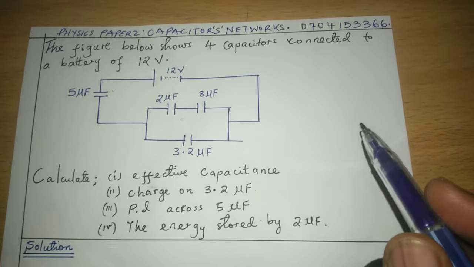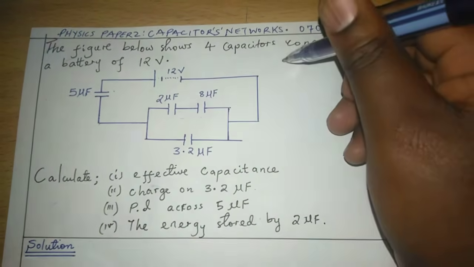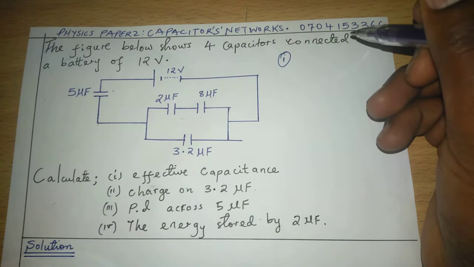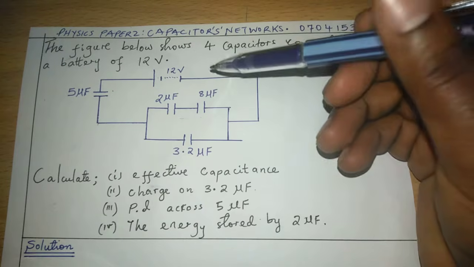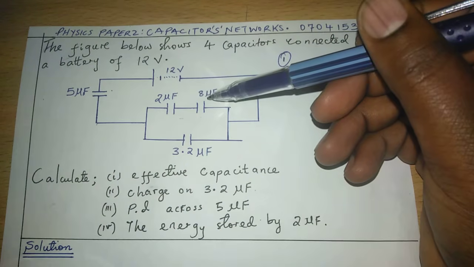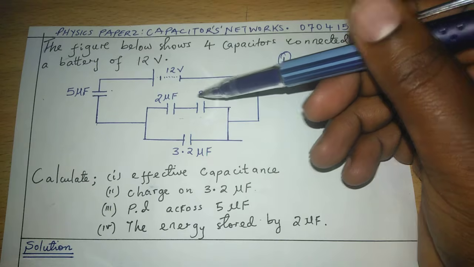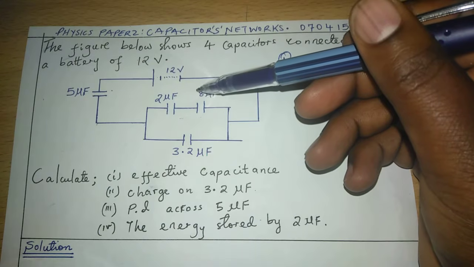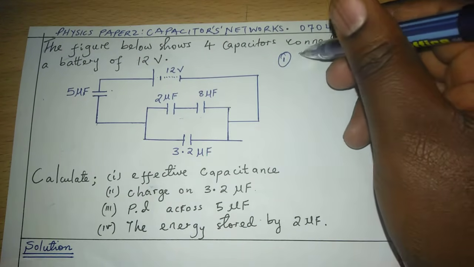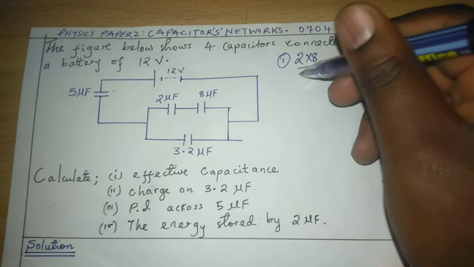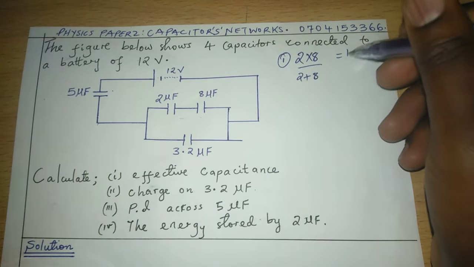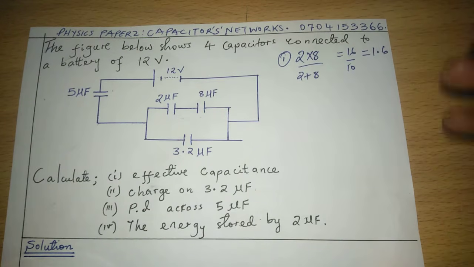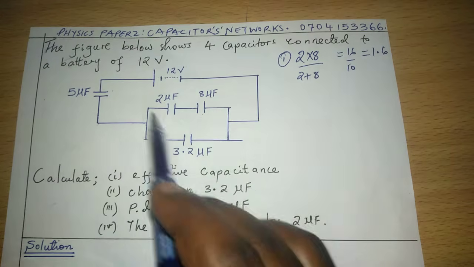So for us to get the effective capacitance, I can do part 1 here. We should look at the connection. These two are in series, and when they are in series, we add the reciprocals. Because they are just 2, we can use the product divided by the sum. Therefore, we have 2 times 8, then we divide by 2 plus 8. This gives us 16 over 10, which makes it 1.6 microfarads. So we have 1.6 microfarads instead of these 2 capacitors.